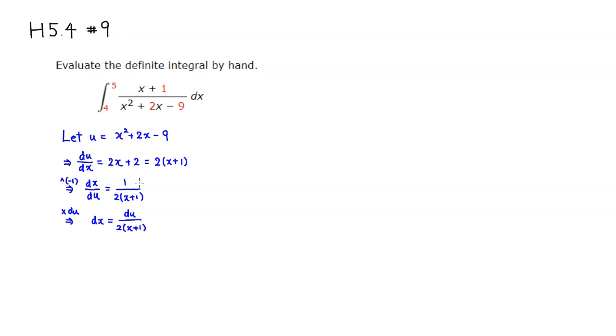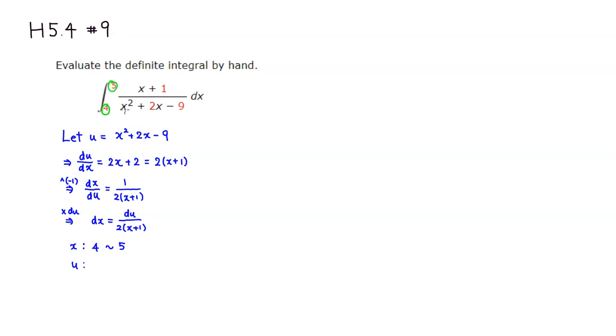All right, and one more step. Since this is a definite integral, we have a lower limit and an upper limit. These values are x values, so x is going from 4 to 5. We're going to have to convert these two x values into u values. So we have this substitution here, and we just need to plug it in.